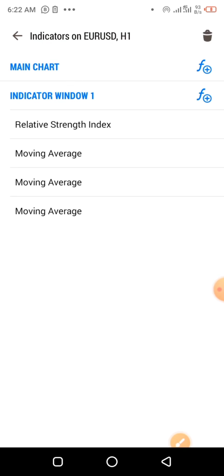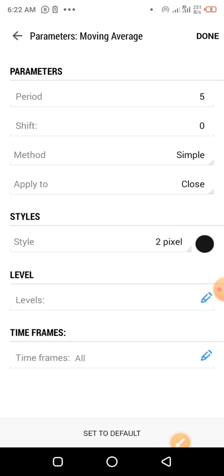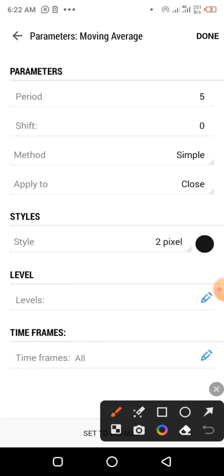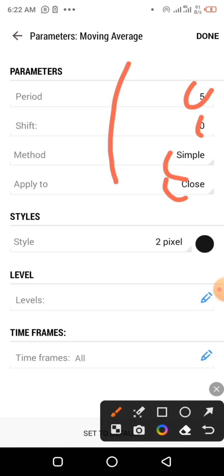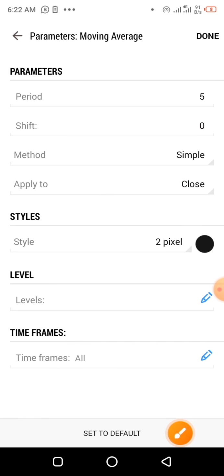The next indicator you're going to be adding is a moving average. On the first moving average, your period is 5, your shift is 0, and your method is simple. Apply to close, and use a black color. The reason why I'm using black is because I'm using a white chart background. But if you're using a black chart background, you can use the color white. When you have all of that, you click done.